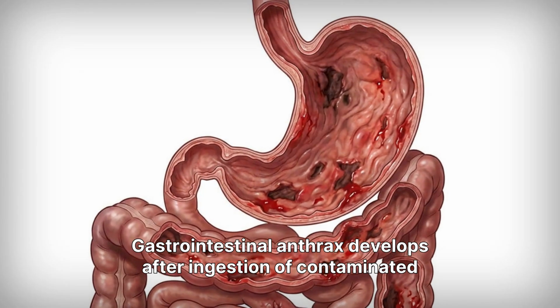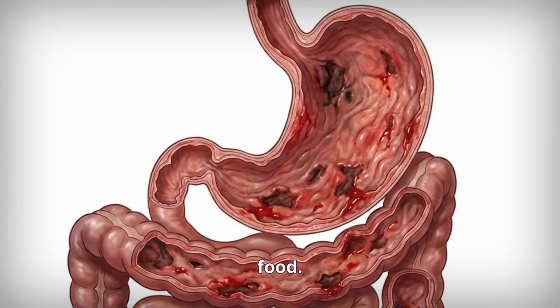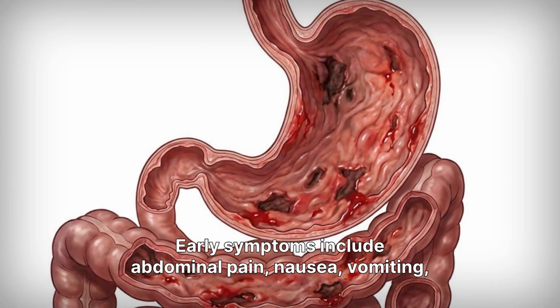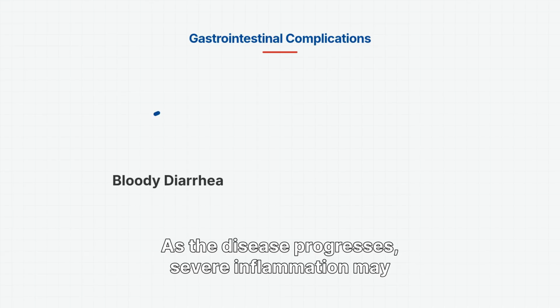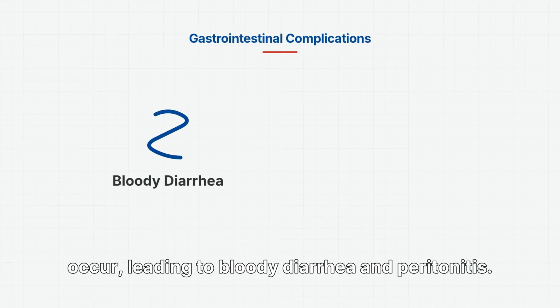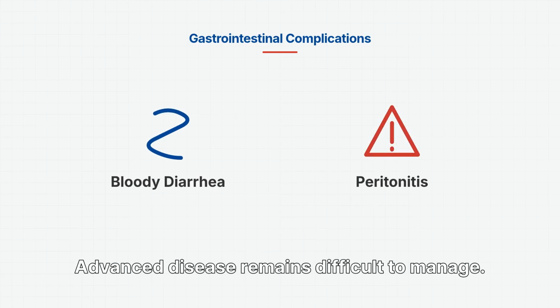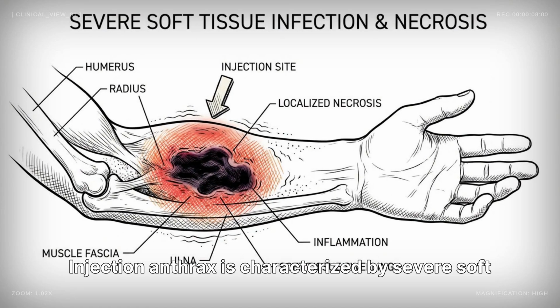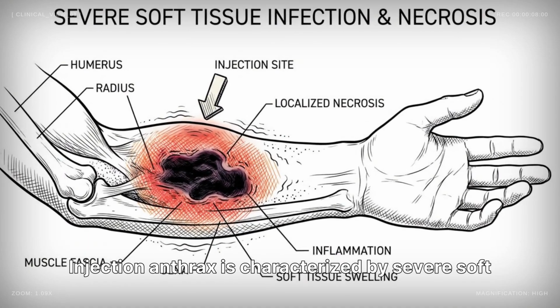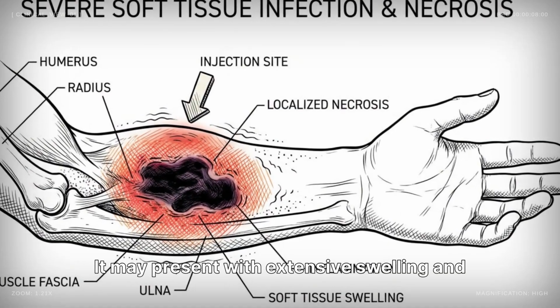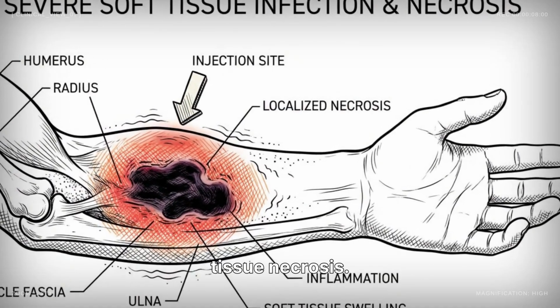Gastrointestinal anthrax develops after ingestion of contaminated food. Early symptoms include abdominal pain, nausea, vomiting, and fever. As the disease progresses, severe inflammation may occur, leading to bloody diarrhea and peritonitis. Advanced disease remains difficult to manage. Injection anthrax is characterized by severe soft tissue infection at the site of injection. It may present with extensive swelling and tissue necrosis.